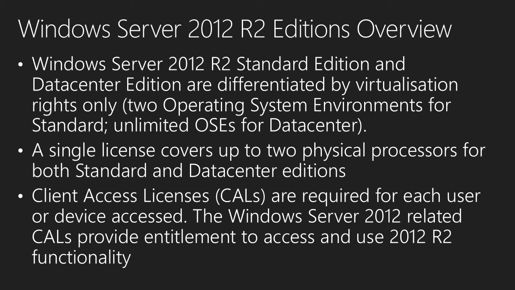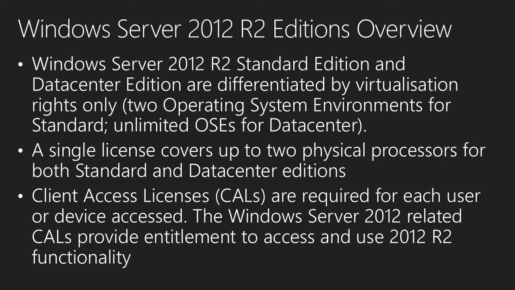Now, some commonality from a licensing perspective between Windows Server Standard and Data Center Editions is that a single license covers up to 2 physical processors per server. So let's just talk about this for a second. When we're talking about physical processors, we're talking about the actual number of CPU sockets on the motherboard that are occupied. We're not talking about the number of CPU cores per CPU or anything like that in the case of Windows Server. Instead, we are just focused on the number of sockets that are populated on the motherboard.